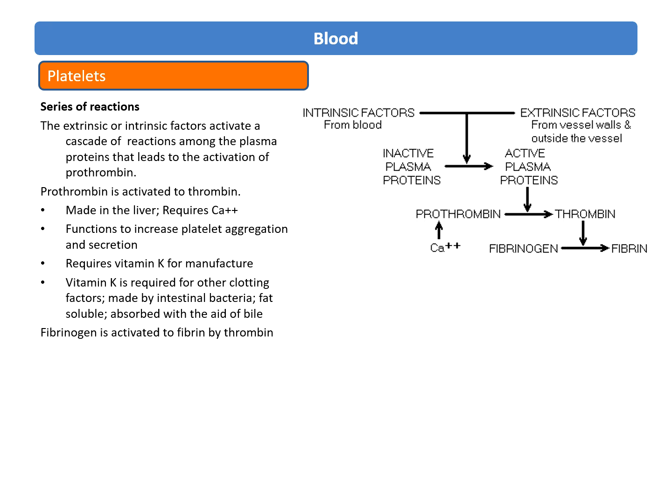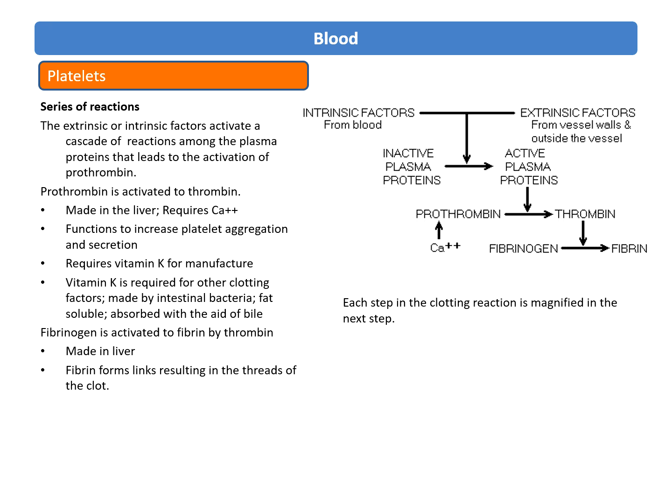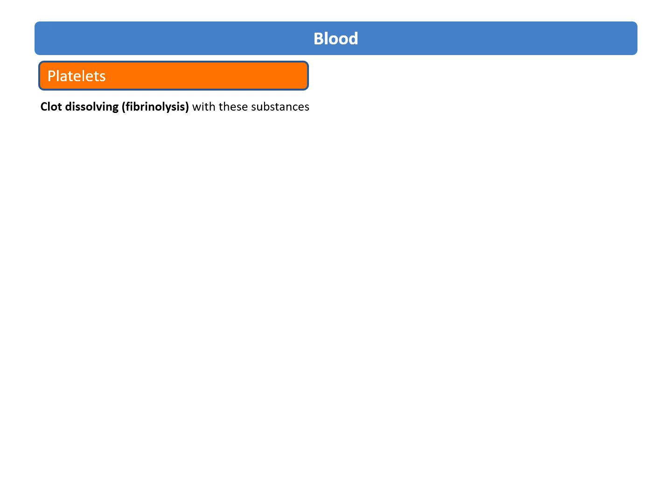Fibrinogen is activated to fibrin by the thrombin. Fibrinogen is also made in the liver. By the way, if you're ever asked on a question, where is such and such a protein made, and you have no idea, guess the liver. That's usually a good guess because so many proteins are made in the liver. Fibrin, when it's formed, then develops links, causing the threads to link together, increasing the strength of the clot. Each step in the clotting reaction is magnified in the next step.